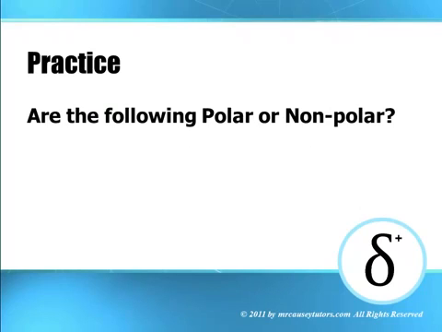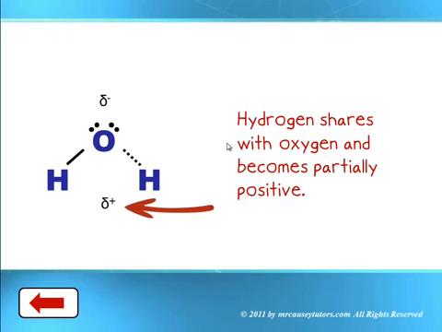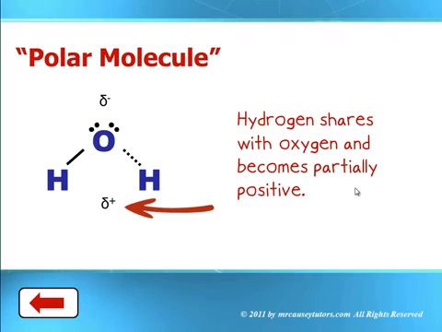Let's do a little practice. Are the following nonpolar or polar? Water, polar. Let's go see why. Oxygen is more electronegative and has 2 pairs of unbonded electrons. That would create a negative end. Hydrogen shares with oxygen and becomes partially positive. And so what do we get? We get a positive or partially positive region, and so a polar molecule.